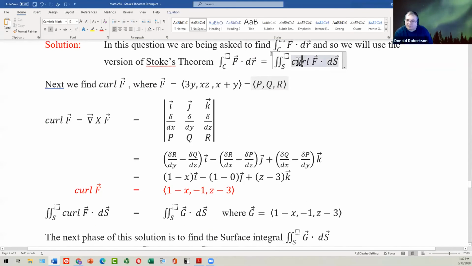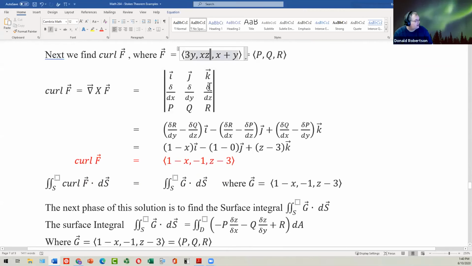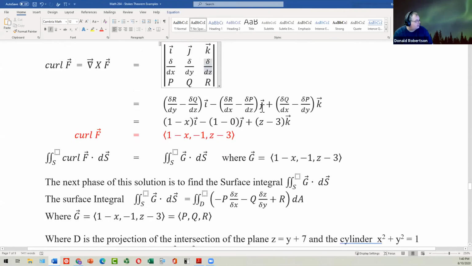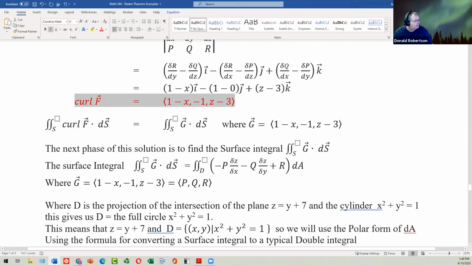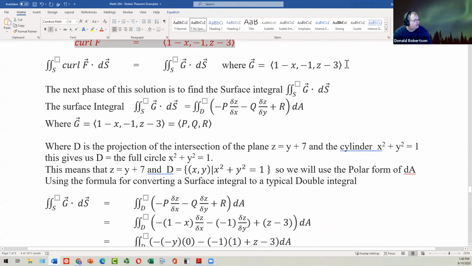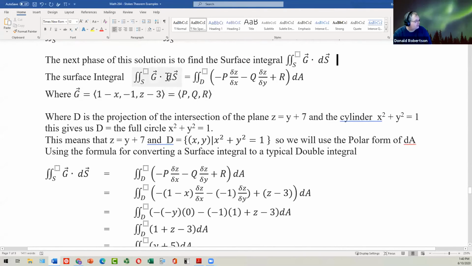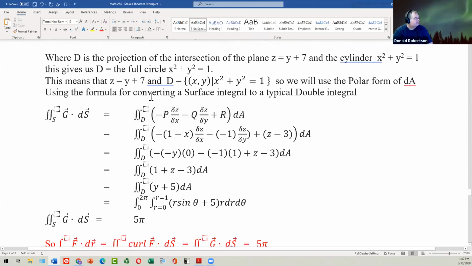So I'm going to use the curl F version. Here is F. Here is what the curl looks like. A pretty nondescript curl, right? Nothing too messy. So that means that G is going to be this. So we're now going to be turning this surface integral into this. And G is this. So that's going to be P is this, Q is -1, and R is z minus 3. Pretty standard. So where's the hard work happening? Right now.